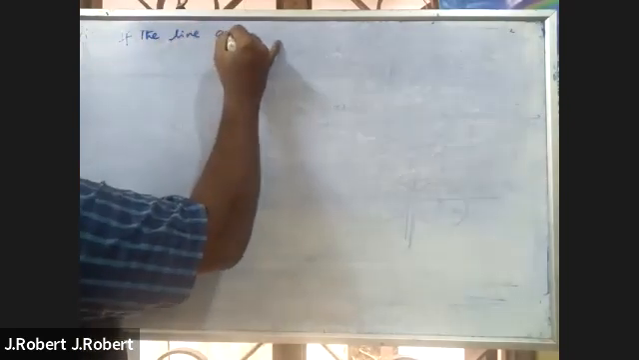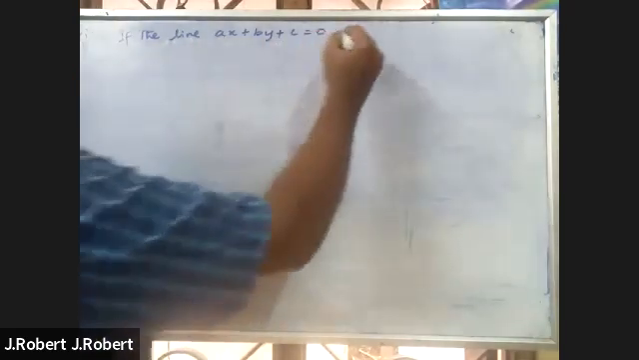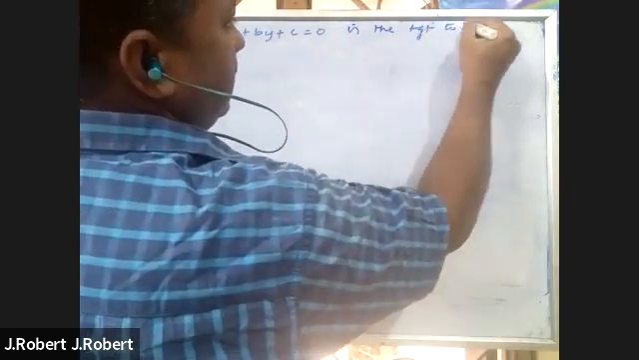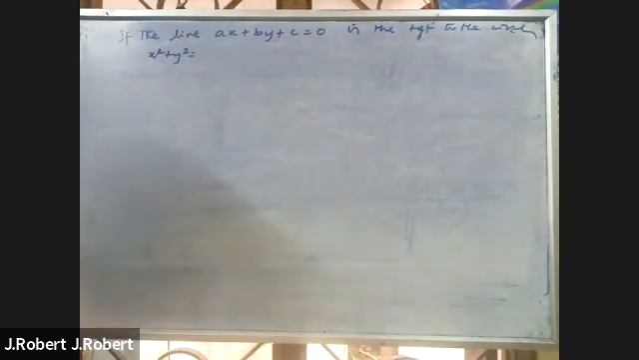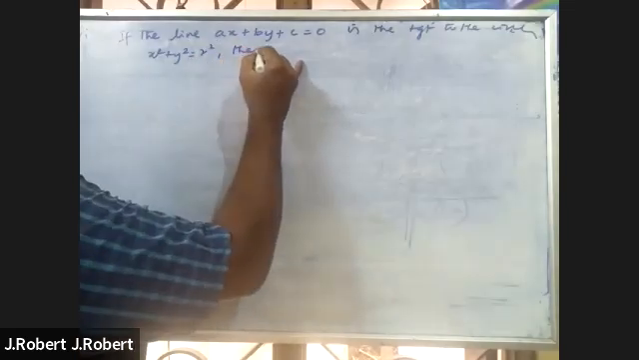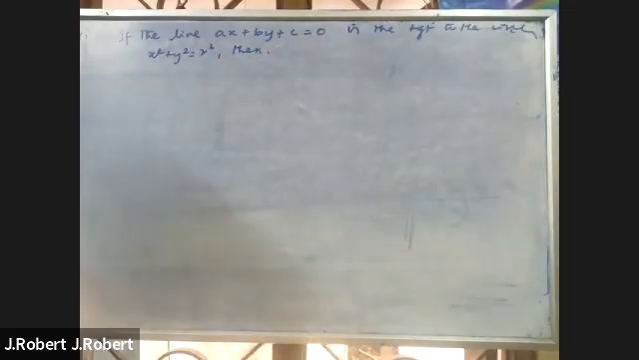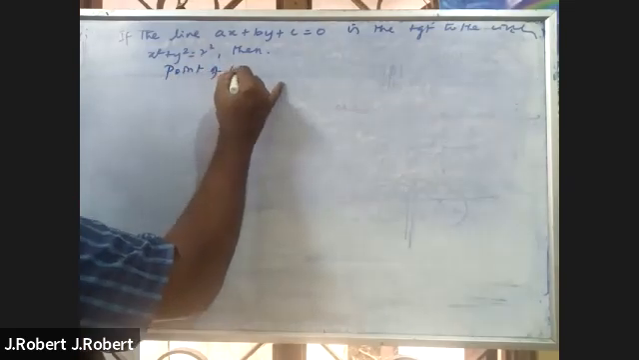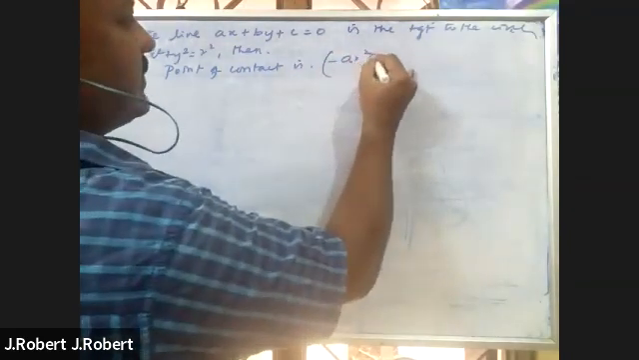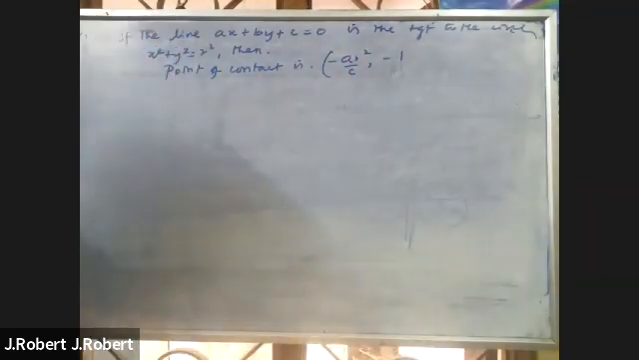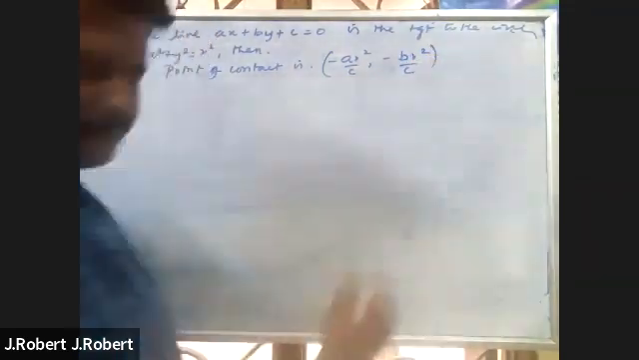If the line ax plus by plus c equal to 0 is the tangent to the circle x square plus y squared is equal to r square, then the point of contact is minus a r square by c, comma, minus b r square by c.